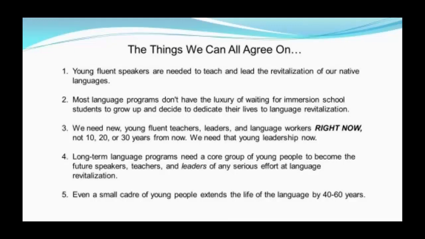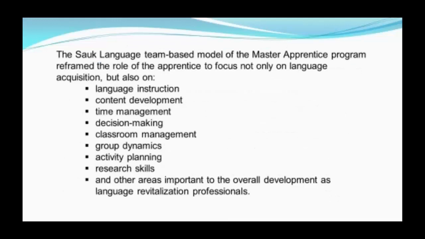Even if we have immersion schools where we're teaching kindergarten, the 1st through 6th grade, and even a little older than that, most of us with a limited number of speakers and a critically endangered language don't have the time to wait for these young kids to grow up and decide they want to spend their life teaching others to speak the language. And even a small cadre of young people that have learned the language extends the life of the language by up to 40 or 60 years. We're talking about older teenagers, young people up to 30. And when they're teaching, that gives us another 20 to 30 years for the language. So each successive generation adds on to the life of the language that we are trying to save.